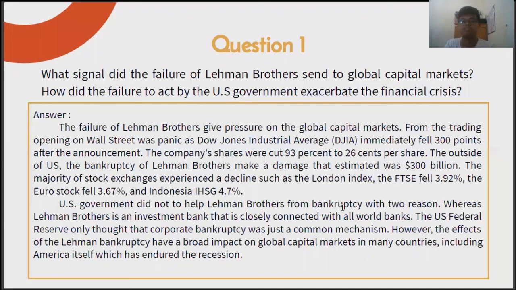The U.S. government did not help Lehman Brothers avoid bankruptcy, whereas Lehman Brothers is an investment bank that is closely connected with all major banks. The U.S. Federal Reserve thought the corporate bankruptcy was just a common mechanism. However, the effects of the Lehman bankruptcy had a broad impact on the global capital market in many countries, including America itself, which has endured the recession.